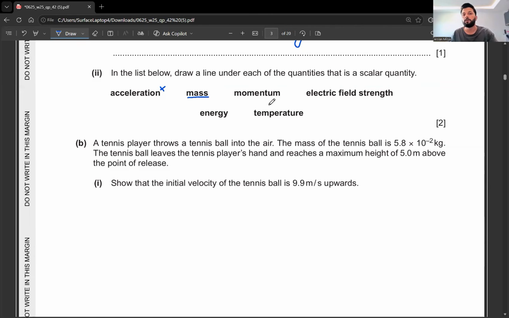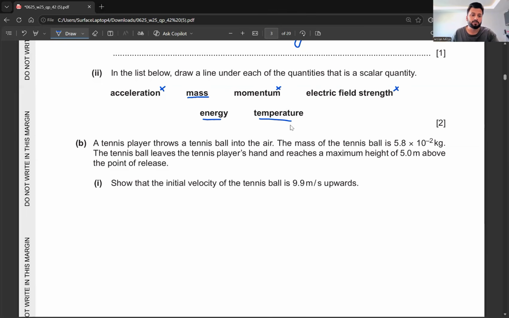Momentum. What is momentum? Mass times velocity. So momentum is a vector quantity. So no need to write cross. Electric field strength. Electric field strength is a vector quantity. Energy and temperature. So there are three scalar quantities in this. So if you just write twos, you will get 2 marks.